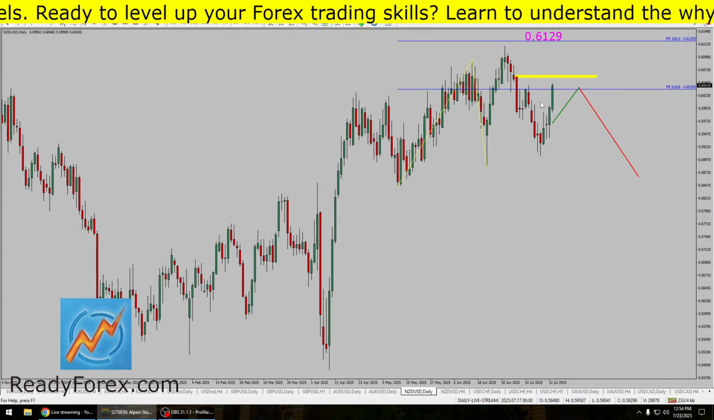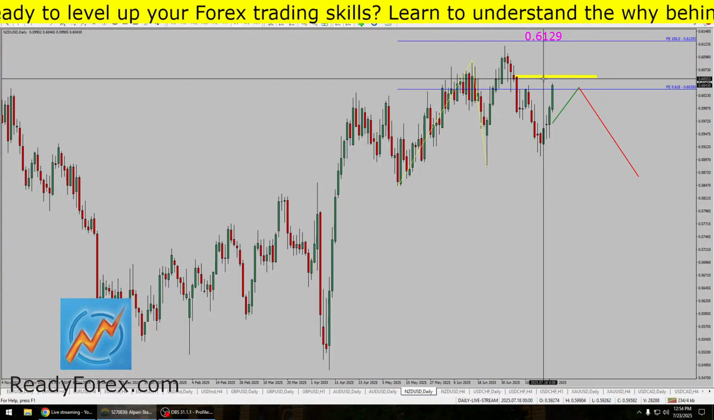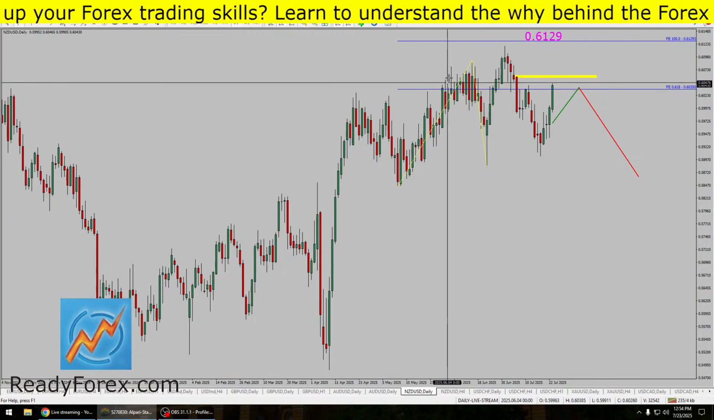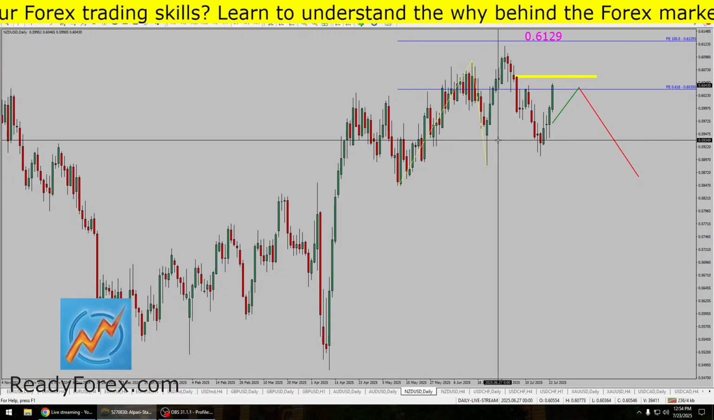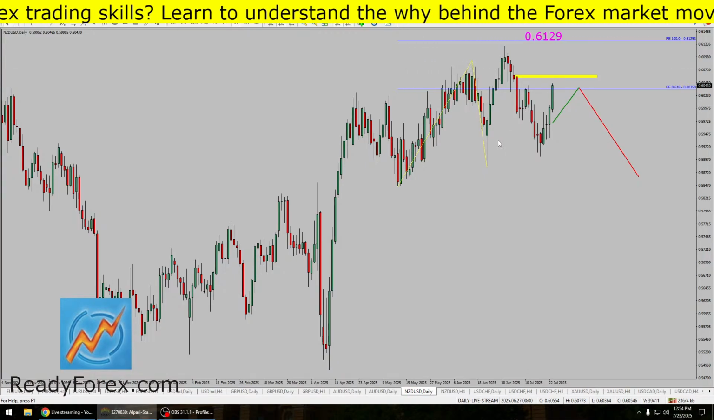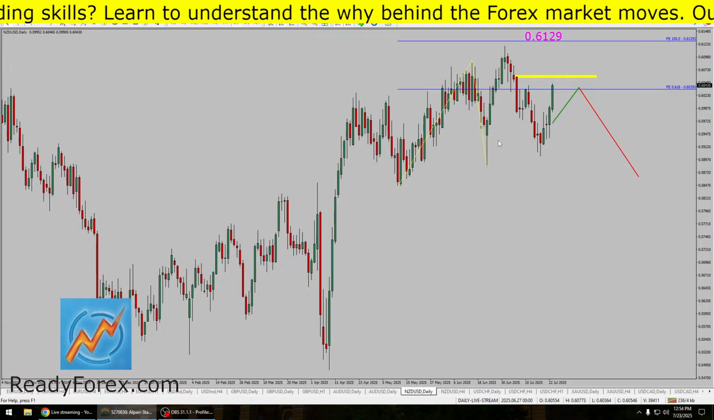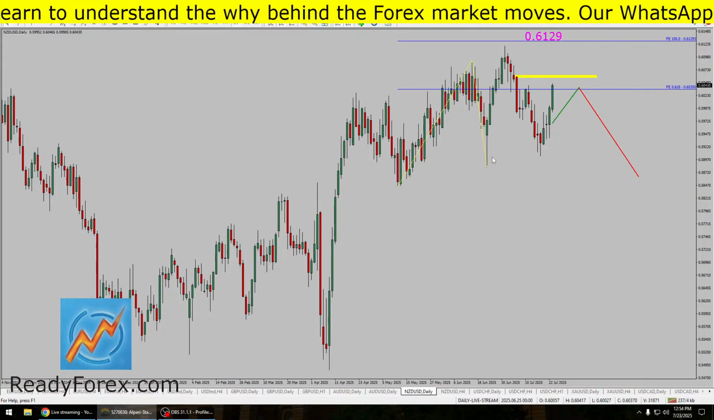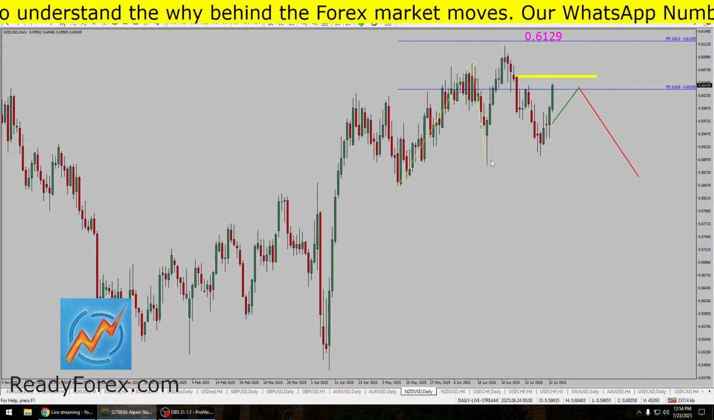Next one is the New Zealand dollar. New Zealand dollar looks bullish. I expect further upside in NZDUSD currency pair. This whole thing could probably turn into some kind of a triangle type situation, bullish running triangle. So it's still bullish. It's an uptrend.